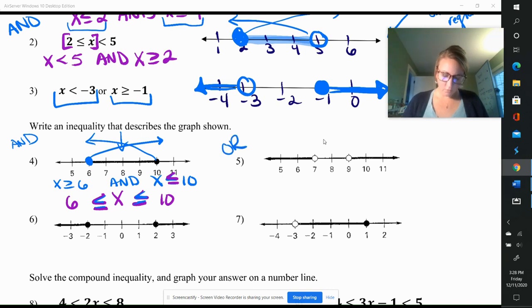Number 5 is an or, and we can tell because the shading is then on the two tails of the number line. So we have x is less than 7, or x is greater than 9. And that's it.